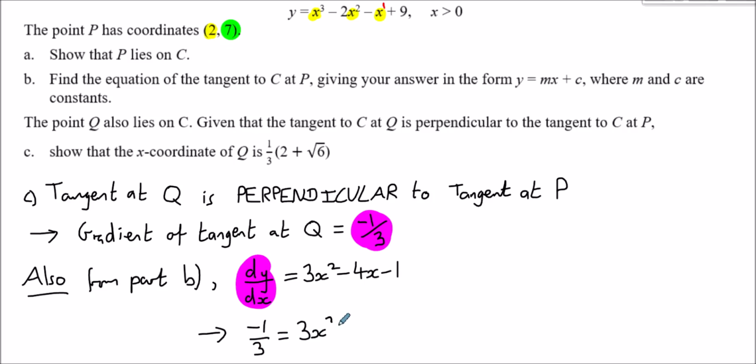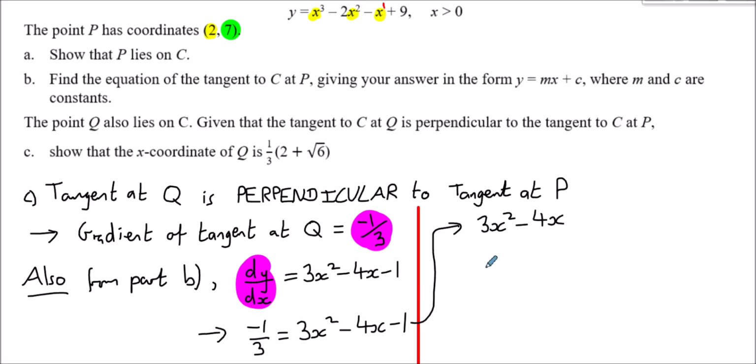equals 3x squared minus 4x minus 1. So get this all to one side of the equation. We have 3x squared minus 4x, add 1/3 to both sides, we'd have minus 2/3 equals 0. Now be careful, it does say to show that the x-coordinate of Q is a third, brackets 2 plus root 6. So be very hesitant to just bang in numbers onto your calculator and skip to this end result here. You need to show it step by step.